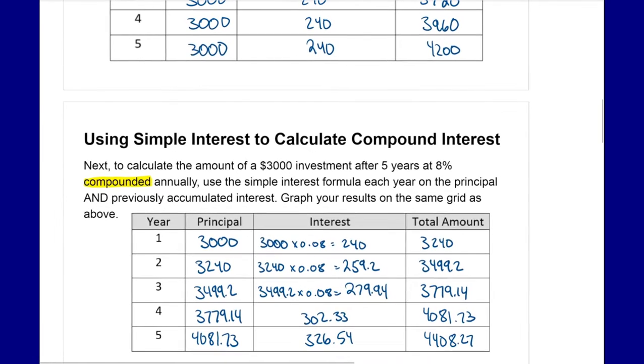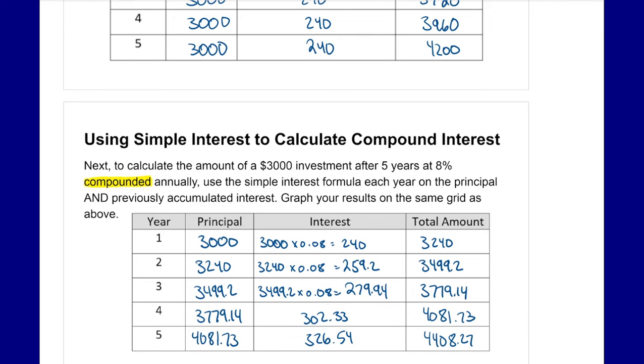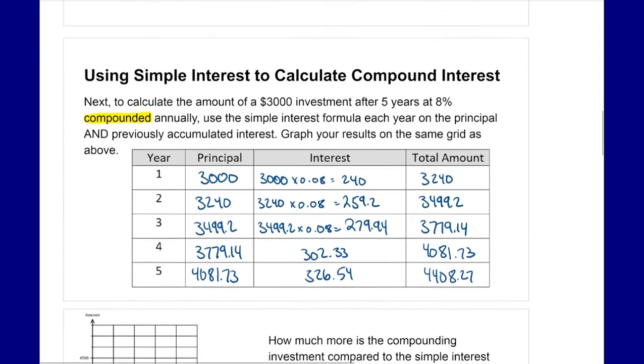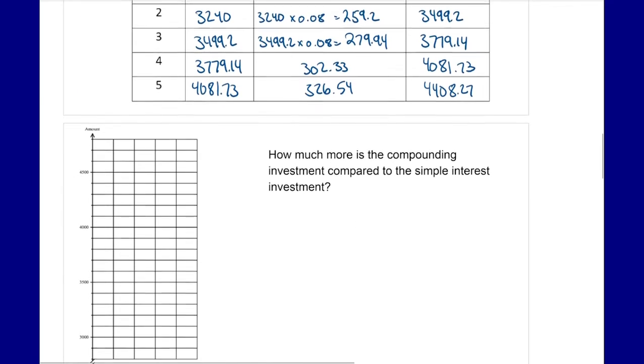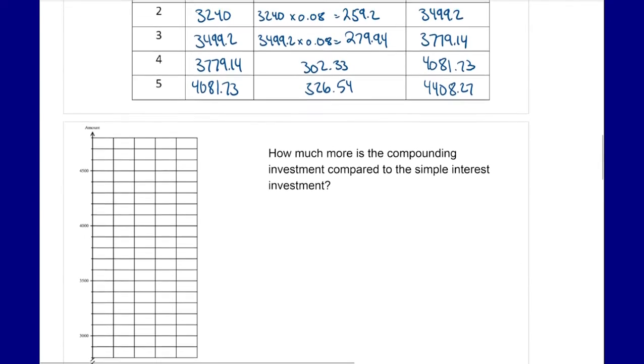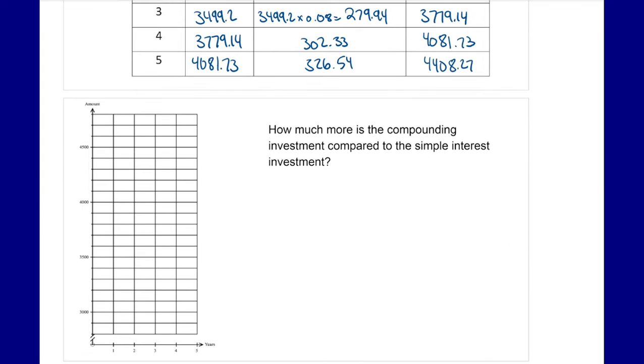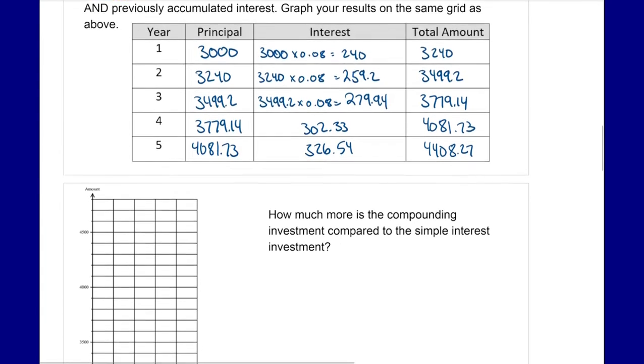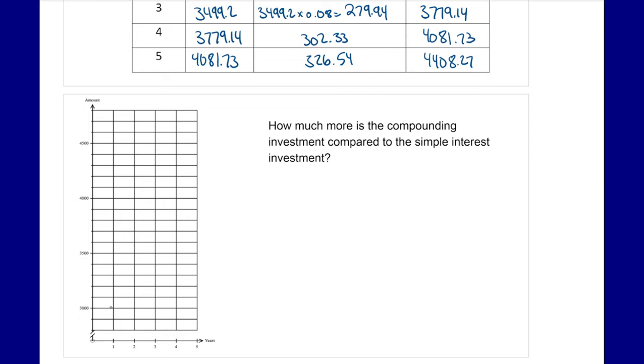And generally speaking, compound interest tends to be the one that is used more often. In terms of paying bills or in terms of bank accounts, it tends to be compound interest. So let's take a quick look and let's graph this. So year 1, 3,240. So these go up by 1, 2, 3, 4, 5. They go up by 100. So 3,100, 240 is about there.